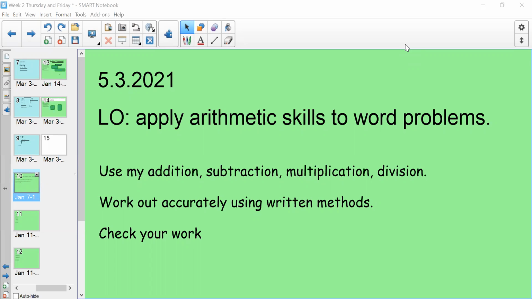So today we're going to be applying arithmetic skills to word problems. We're going to be looking at all the skills we did in yesterday's lesson and applying that to word problems. So we've got to use our addition, subtraction, and multiplication and division knowledge. We're going to work out accurately using written methods, and we're going to check our work.